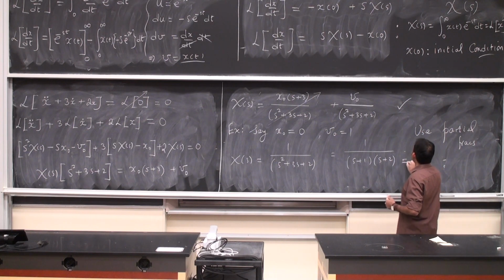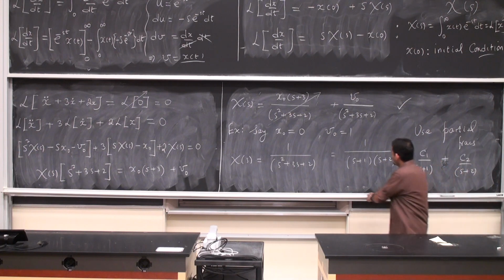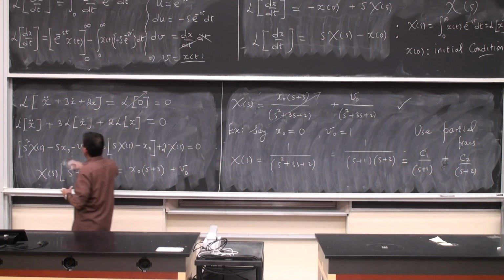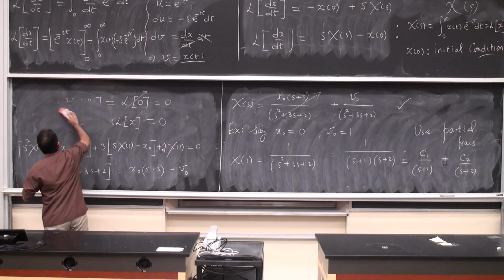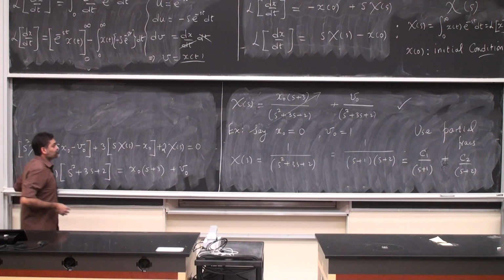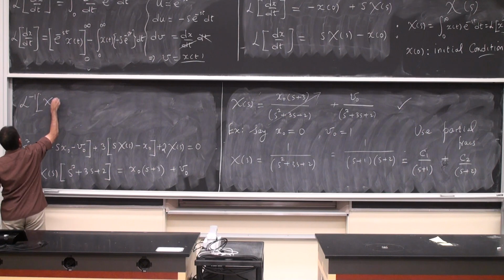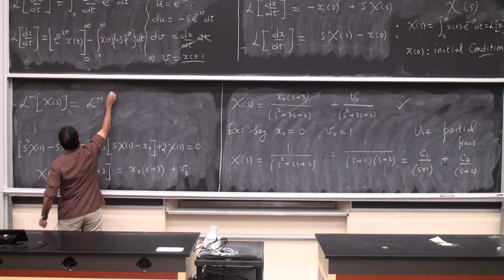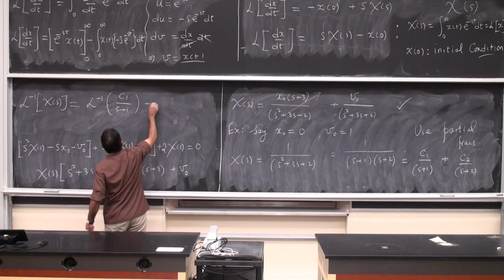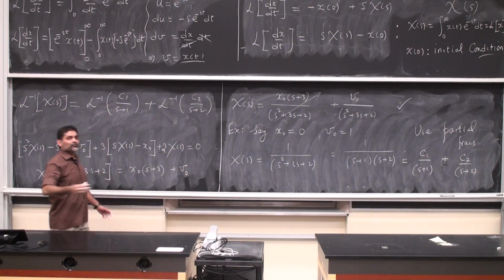Then you will write this as follows: some constant c1 by s plus 1, plus c2 by s plus 2. You'll obtain c1 and c2 using partial fractions, and here is what you will eventually do. You will take inverse Laplace transforms on all sides. You can obtain c1 and c2 using partial fractions.